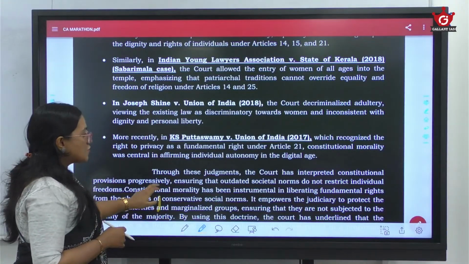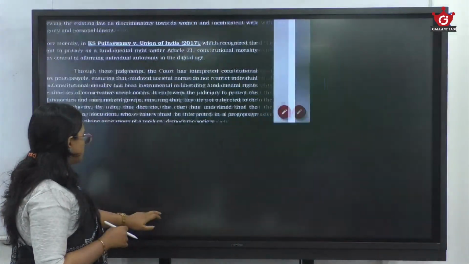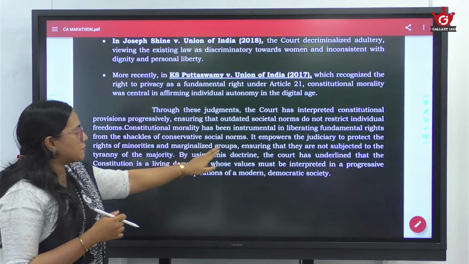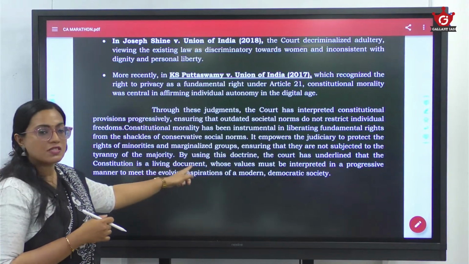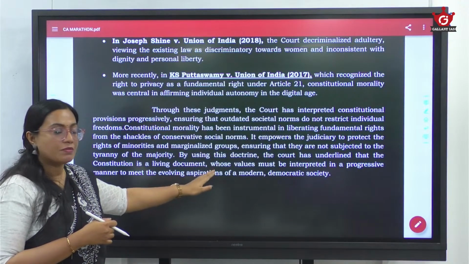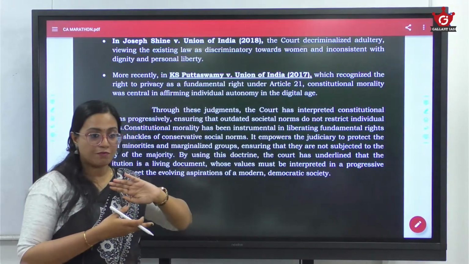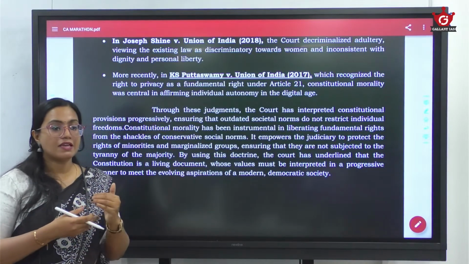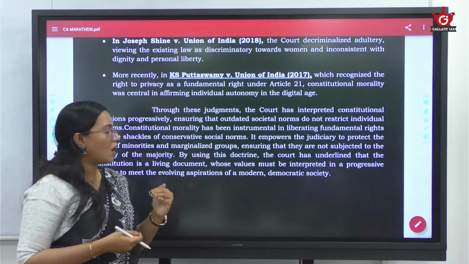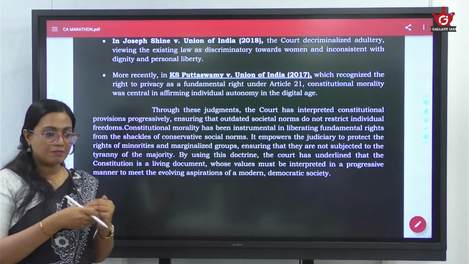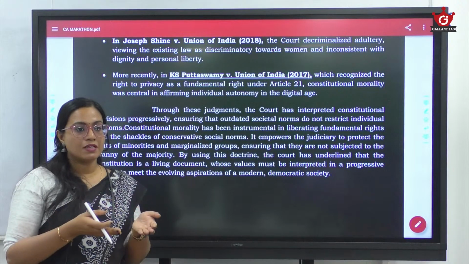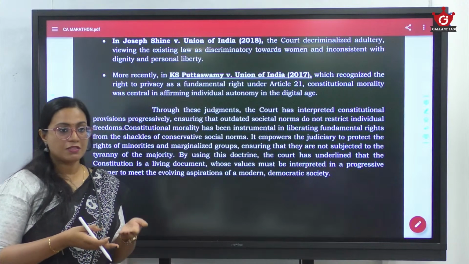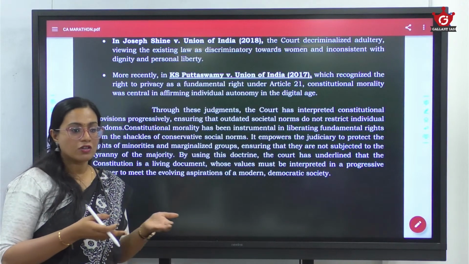Now, through these judgments the court has interpreted constitutional provisions progressively. Constitutional morality has been instrumental in liberating the fundamental rights from the shackles of conservative social norms. Because we have only mentioned the cases and the points, we do not have enough space to say anything else. So we have included it and made it an elaborate conclusion. Okay, how can we support and maintain, or how can we prevent this constitutional morality from encroachment by the other organs of the government. Okay.